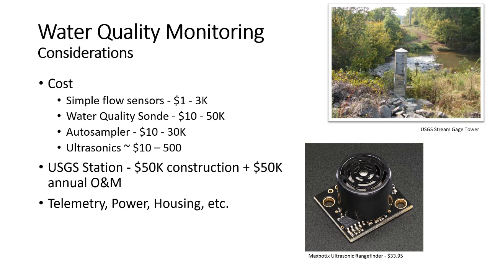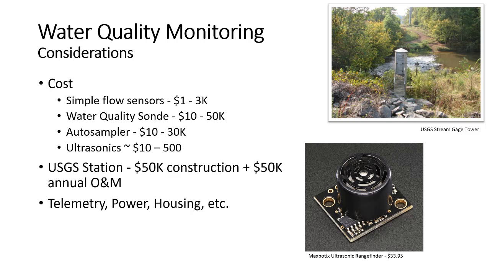But these are some really rough estimates for what it takes to do instrumentation for stormwater flows. You can get simple flow sensors for about $1,000 to $3,000. The SONs are on the order of tens of thousands. They're pretty expensive devices. I think maybe you can get them a little cheaper than that, but not much. The auto sampler, the device we just looked at that collects samples on demand, is about 10 to 30K.